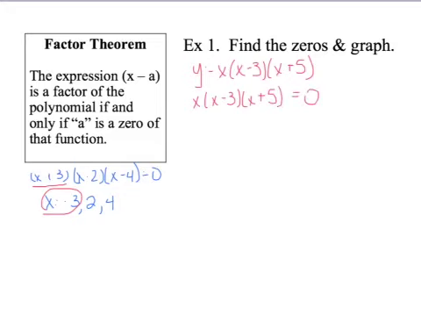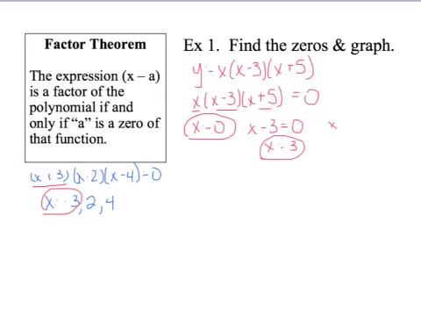Okay, and now we set each factor, since it's already factored for us, we're going to set each one of these equal to 0 and then we're going to solve. So the first one's pretty easy. I just take x and I set it equal to 0. Didn't have to do any work there. Next I'm going to take x minus 3 equals 0. And we solve, we get x equals positive 3.